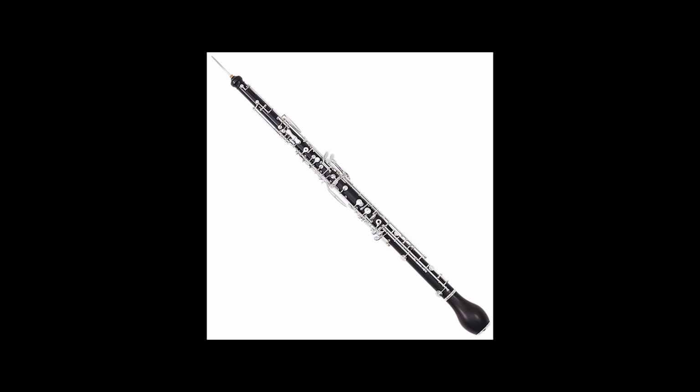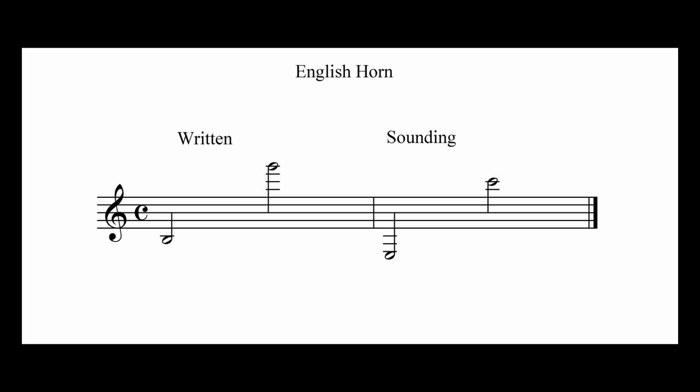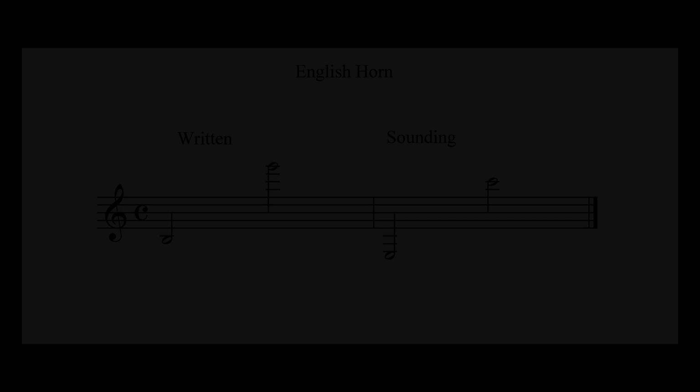The oboe's older brother, the English horn, is approximately 1.5 times larger than the oboe, and is pitched in F. The range of the English horn is from E 3rd octave to C 6th octave. The English horn, generally speaking, has much more of a rounder, larger sound.